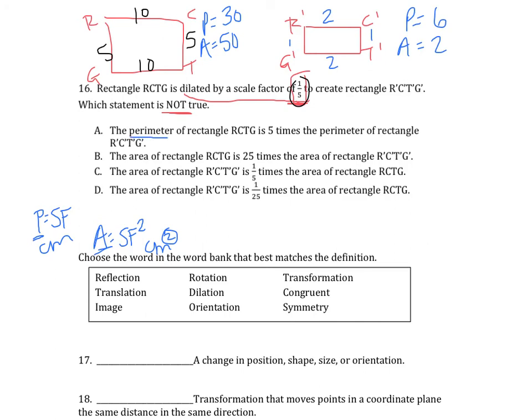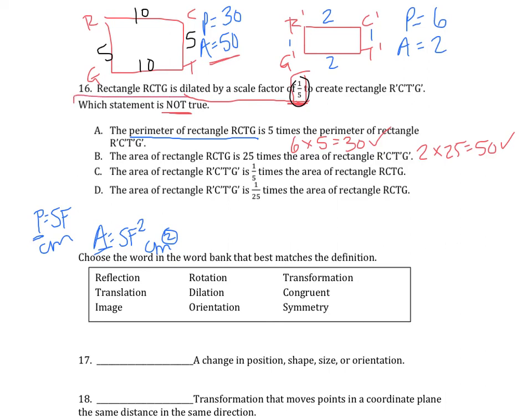So this says the perimeter of rectangle RCTG, so it's talking about this perimeter, is 5 times the perimeter of this one. Well, if I did 6 times 5, would it give me 30? Yeah, it does. So that statement is true, because this perimeter is 5 times the amount of this one. The area of this one is 25 times the area of this one. So if I do 2 times 25, I get 50. Well, that is what my area was, so that's true.